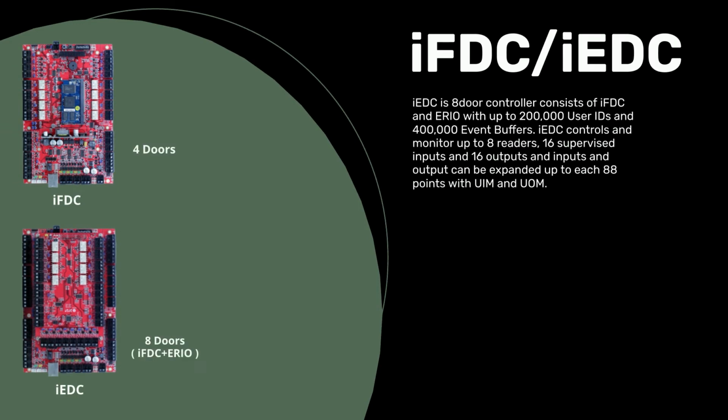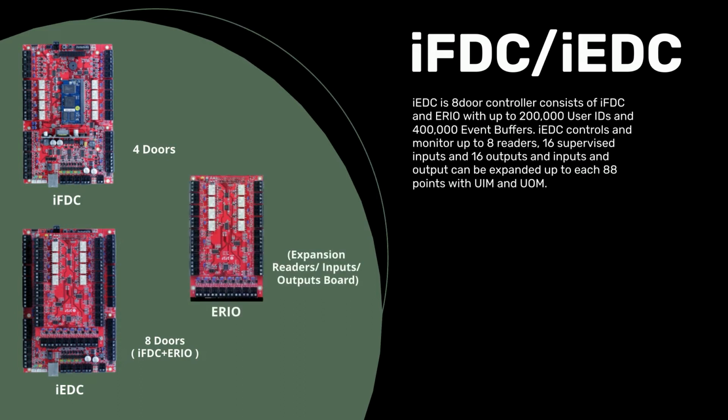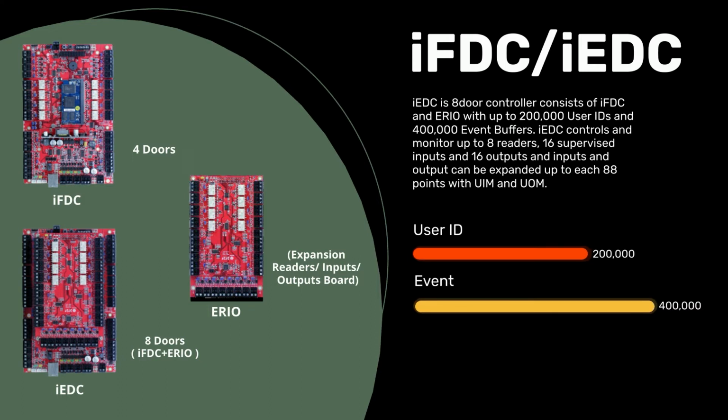IEDC is an 8-door controller consists of IFDC and eRIO with up to 200,000 user IDs and 400,000 event buffers. IEDC controls and monitors up to 8 readers, 16 supervised inputs and 16 outputs, and inputs and outputs can be expanded up to each 88 points with UIM and UOM.